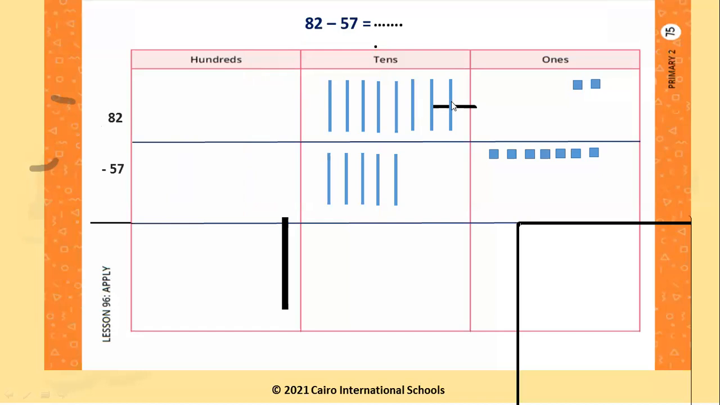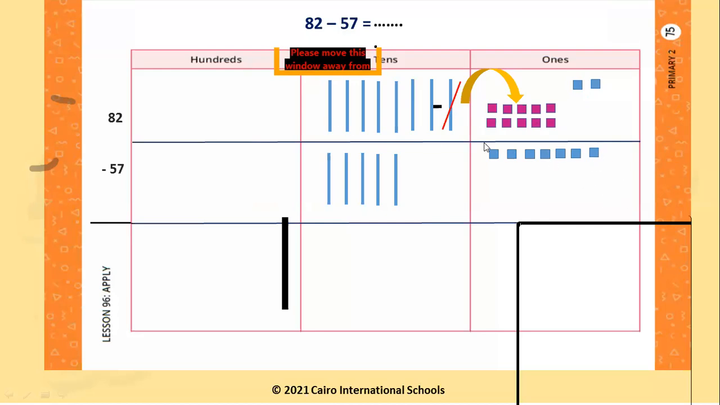Here, I will take 1 stick. And this is 1 stick. It gives me how many squares? Yes, 1 stick equals 10 many squares. 1, 2, 3, 4, 5, 6, 7, 8, 9, 10. 10 many squares. So 10 plus 2 equals 12. 12 many squares. And here 8 becomes 7. 1, 2, 3, 4, 5, 6, 7.